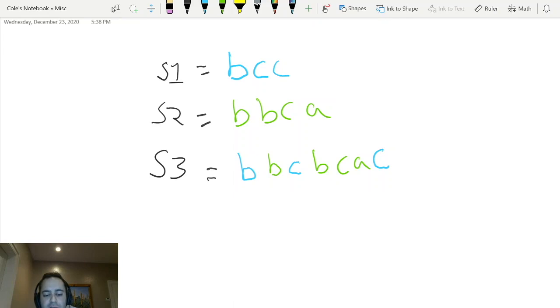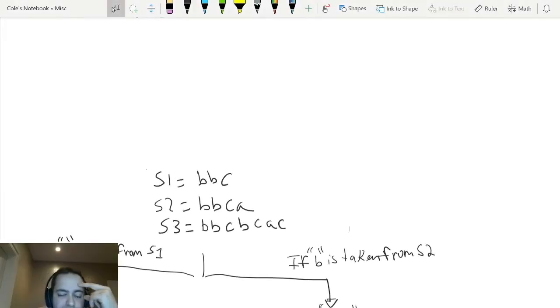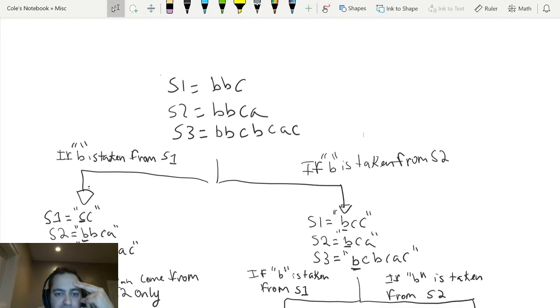Lastly, we should also discuss an important invariant of this problem: the length of S3 has to be equal to the length of S1 plus the length of S2 in order for it to be a valid interleaving. And that should save us some time to avoid unnecessary computation. So let's take a look at what this recursive solution looks like in practice.